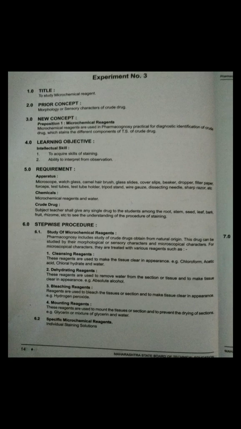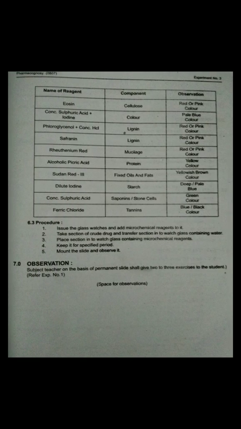Then next are the specific microchemical reagents, the individual staining solutions: name of the reagent, then component and observation. First reagent is eosin, component is cellulose, and observation is red or pink color. Then concentrated sulfuric acid with iodine, component is cellulose, and observation is pale blue color. Then phloroglucinol with concentrated HCl, component is lignin, and observation is red or pink color.